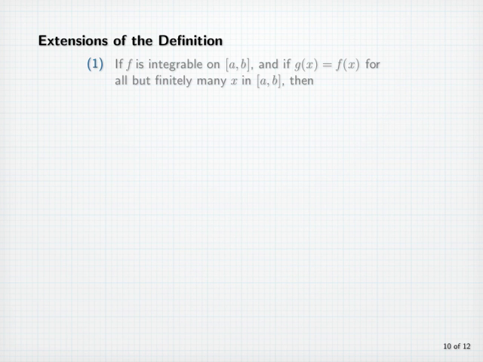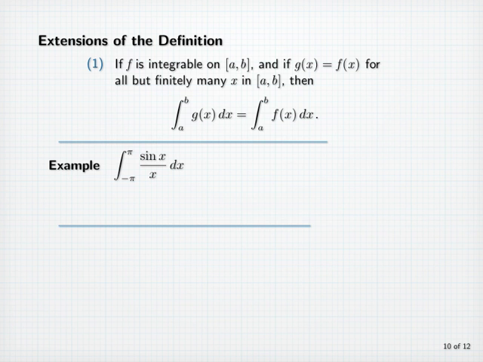Extensions of the definition. If f is integrable on [a, b], and if g of x is equal to f of x for all but finitely many x in the interval [a, b], then, by definition, the integral from a to b of g of x dx is equal to the integral from a to b of f of x dx.